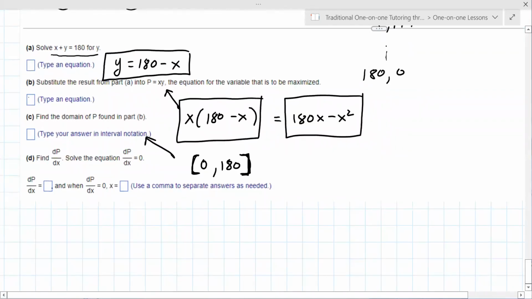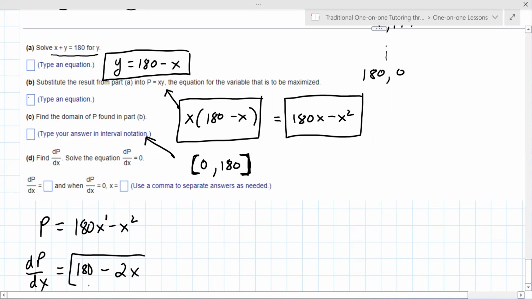All right, so now for part D, it says to take the derivative of the following. So your equation is 180x minus x squared, and they want the derivative. dP/dx, excuse me, means to take the derivative. It's just power rule again. So it's 180 because it's the coefficient of x, minus 2x. So that goes in your first box.